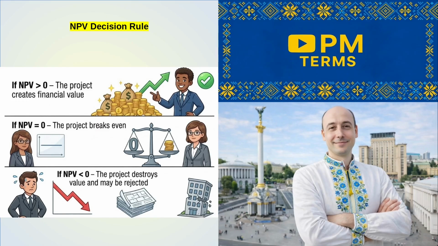Once we calculate NPV, the interpretation is straightforward. If NPV is greater than 0, the project creates financial value. If NPV equals 0, the project breaks even. If NPV is less than 0, the project destroys value and may be rejected. Because of this clear interpretation, NPV is one of the most widely used financial evaluation methods.